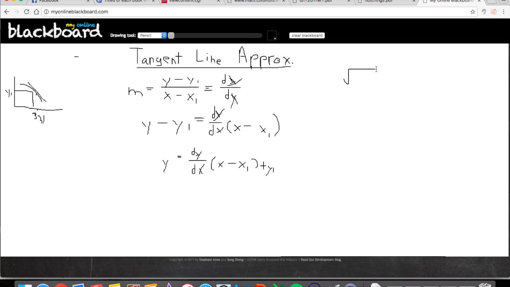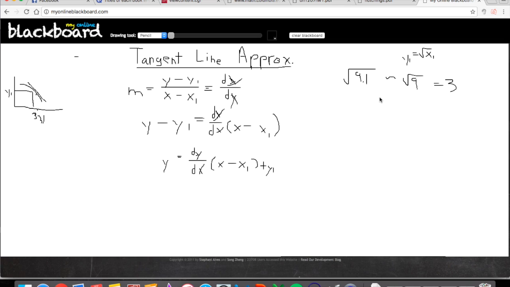So let's take an example. On your AP test or whatever, you're probably going to get something like: estimate the value of radical 9.1. What is the actual value of this? We know that this is very close to radical 9, and radical 9 is equal to 3. So the x value for the function y equals radical x is 9, and the y value is 3. We're going to use these as x1 and y1.